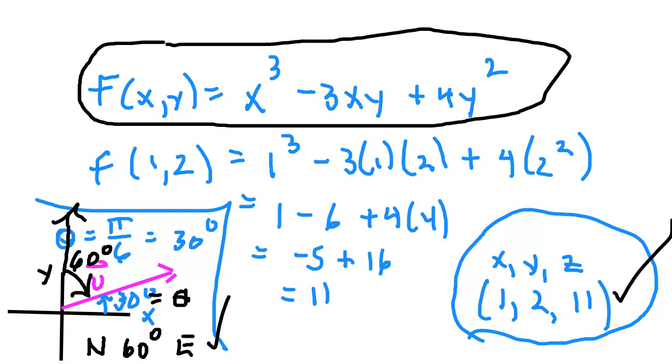And we want to know the slope of the tangent line looking in that direction. The slope of the tangent line to the surface looking in that direction. Okay? All right, so let's go back to the book.